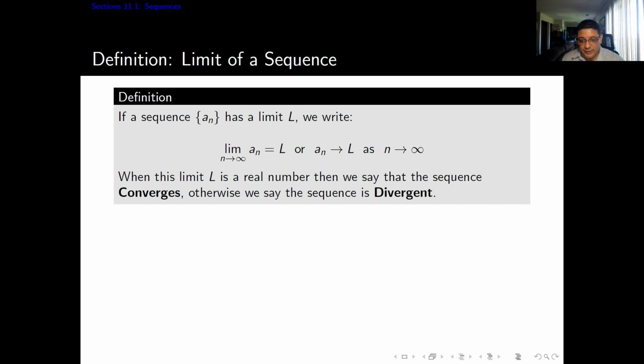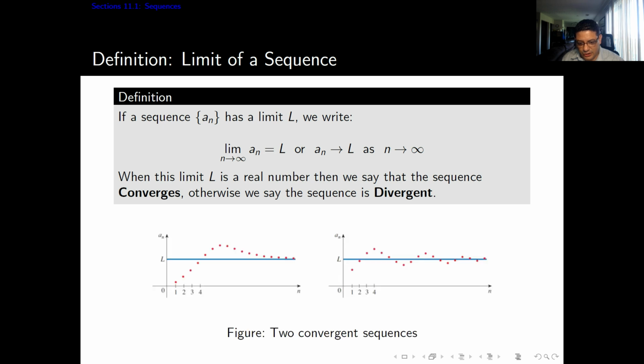Essentially, if a sequence a_n has a limit, a situation like what we just saw, we can describe that limit as L, and we can write it as the limit as n goes to infinity of a_n is L, or a_n goes to L as n goes to infinity. When this happens and L is a real number, we're going to say that the sequence converges. Otherwise, if this limit does not exist or is infinity, then we're going to say that it's divergent.